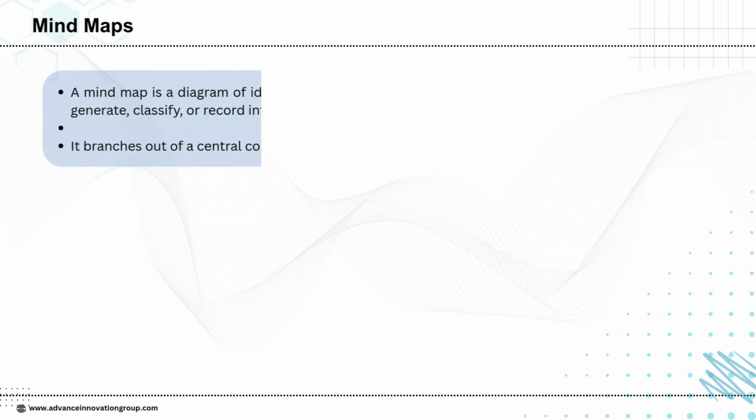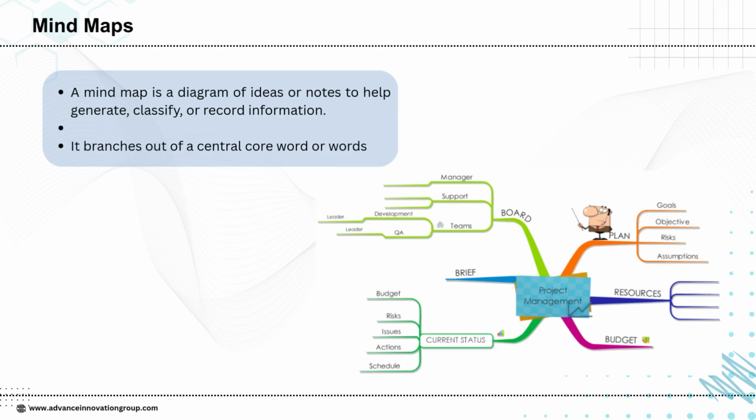ideas. A mind map is a very effective tool to organize and visualize ideas. It is basically a diagram where thoughts or notes are arranged around a central word or concept. From that central idea, branches expand outwards to show related topics, tasks, or details.